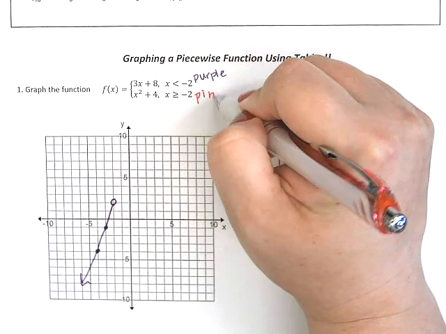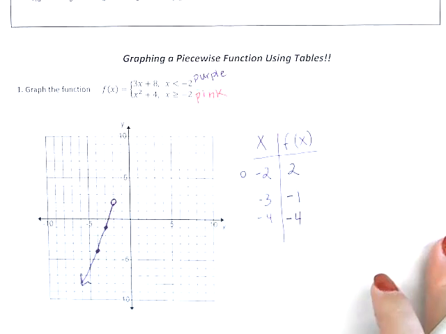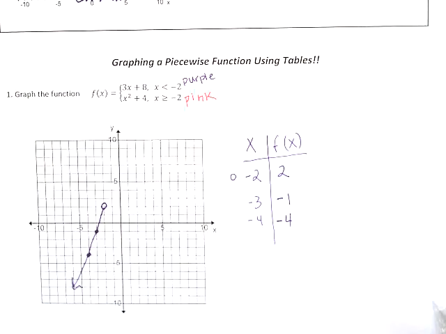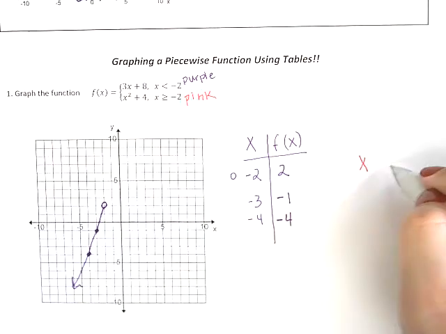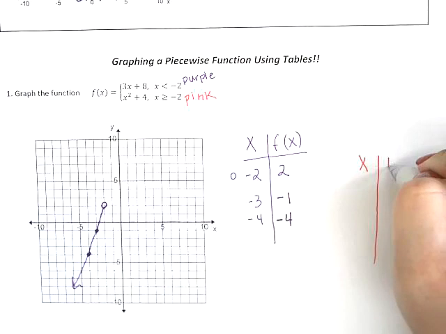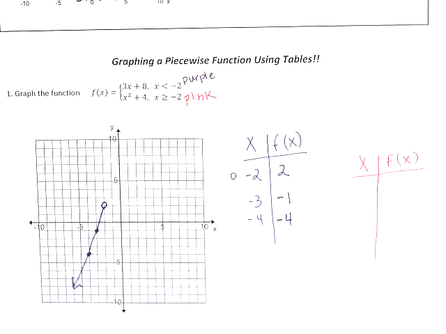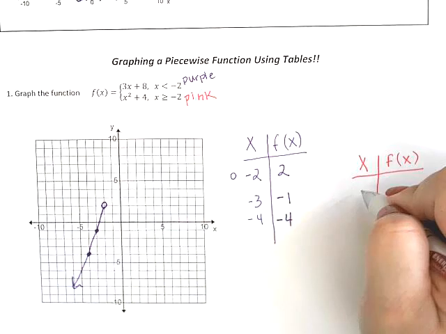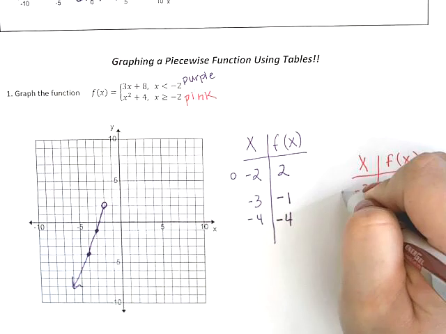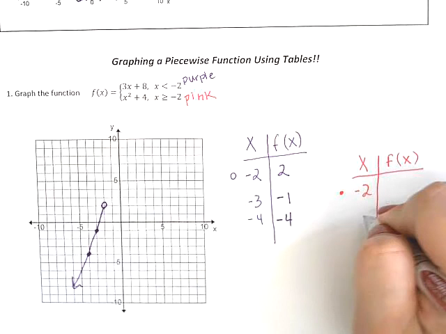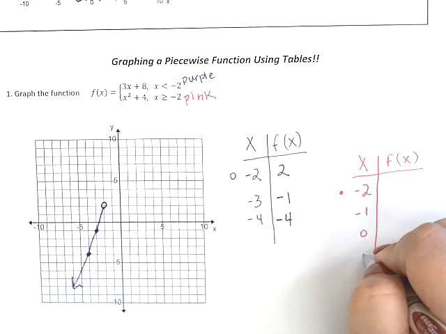I'm going to do it in pink because that's the color that I just picked up. So x squared plus 4 for x is greater than or equal to -2. So we're going to make another table for x and f of x. All right, and again, we're going to start at -2, but we're going to make a note that this time it's a closed circle. All right, and we want values that are greater than that. So I'm going to pick -1, 0, 1.